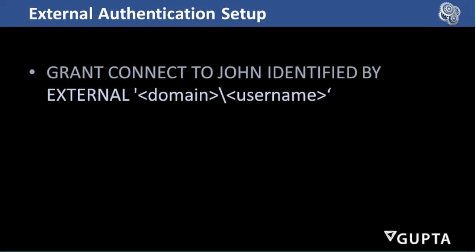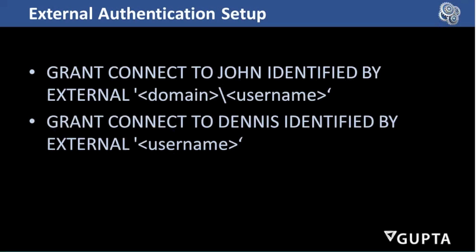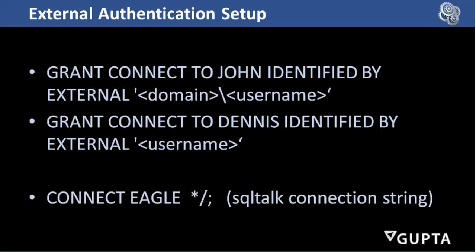So how is that being set up? If you speak strictly SQL, that basically is done using grant connect to username identified by external, and then domain/username. So pretty much how Windows users are being defined, domain/username. And if you're using a single machine without a domain, then it's just the username here that you're using. So connect eagle */ that would connect you to the database eagle if your database has been set up to allow the current Windows user to be the database user.